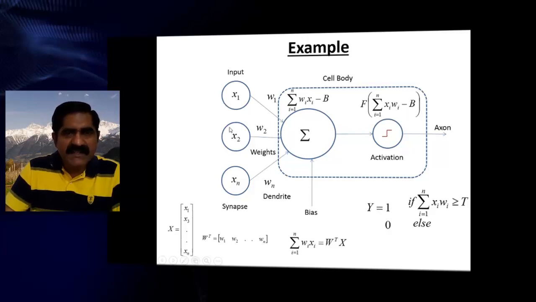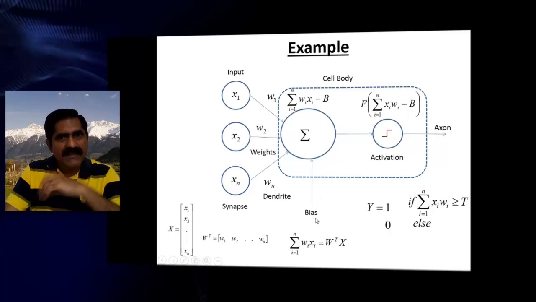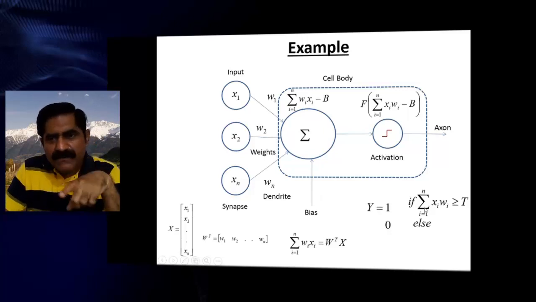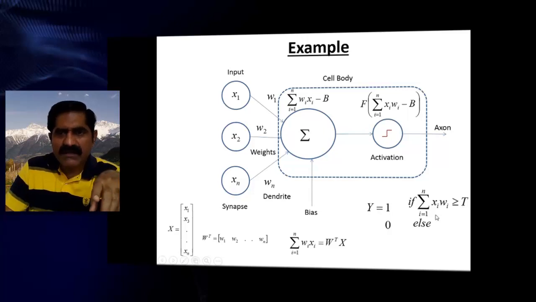The weights and inputs are multiplied, all these multiplications are summed, and we subtract the bias value. On whatever value you get, we apply the activation function. So if the sum of xi wi is greater than or equal to the threshold, nothing but bias, then you take output 1. If it is less than this value, your output is 0. That is the function of this one.